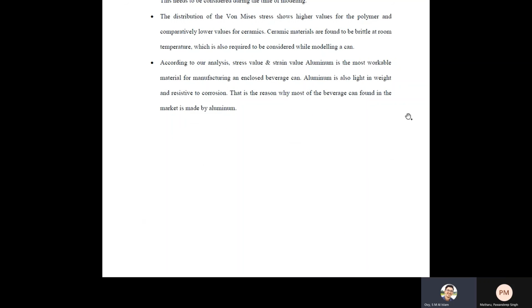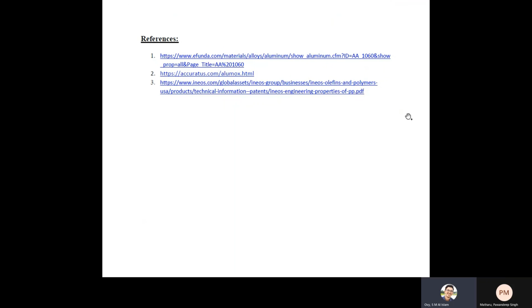Based on the stress and strain values found through the mathematical modeling in this problem, it can be said that aluminum is the most feasible or workable material to model a beverage can. We can see that commercially produced beverage cans are usually made of aluminum alloy. Moreover, aluminum or aluminum-based alloys are light in weight, and resistive to corrosion, and not brittle like ceramic. So aluminum has the advantage over other materials for manufacturing beverage cans.